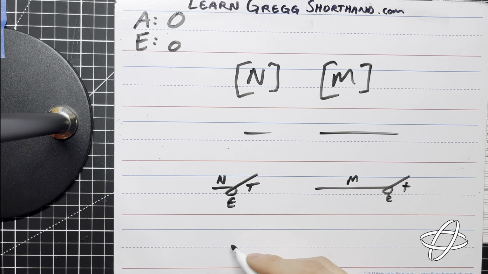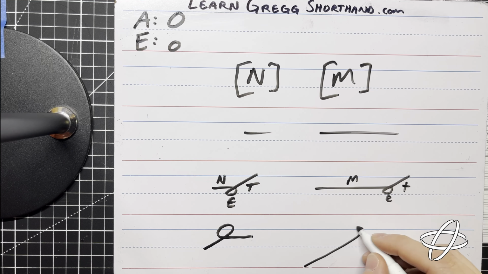We haven't introduced this character yet, but let's do tan, T-A-N, and dam, which is D-A-M. Okay, that's how it works.